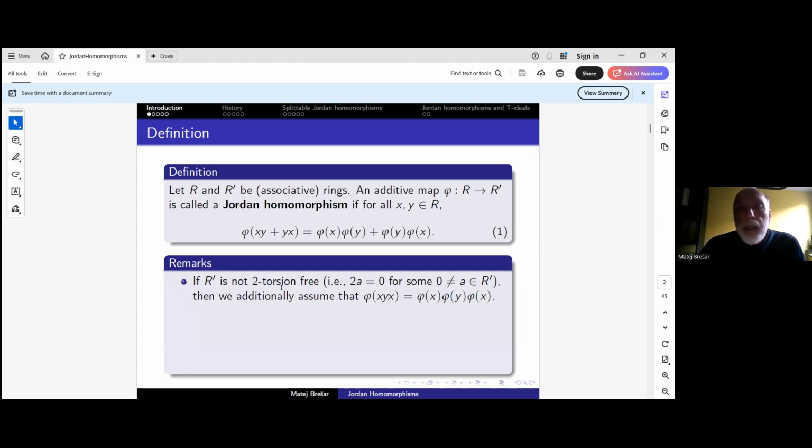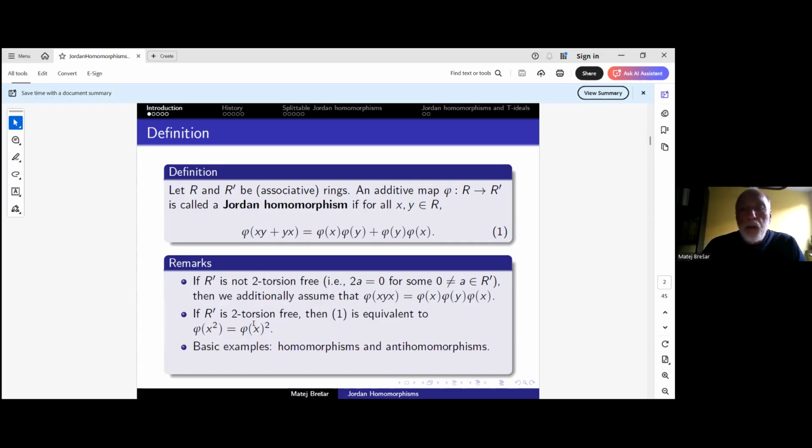However, under the assumption that the ring R prime is 2-torsion free, this second equation follows from the first one. And very often in this context, when studying Jordan maps, we assume that our rings are 2-torsion free. So there's not much difference. And besides, in this context of 2-torsion free rings, the definition can be equivalently stated as that phi preserves squares. It's very easy to see that this is so.